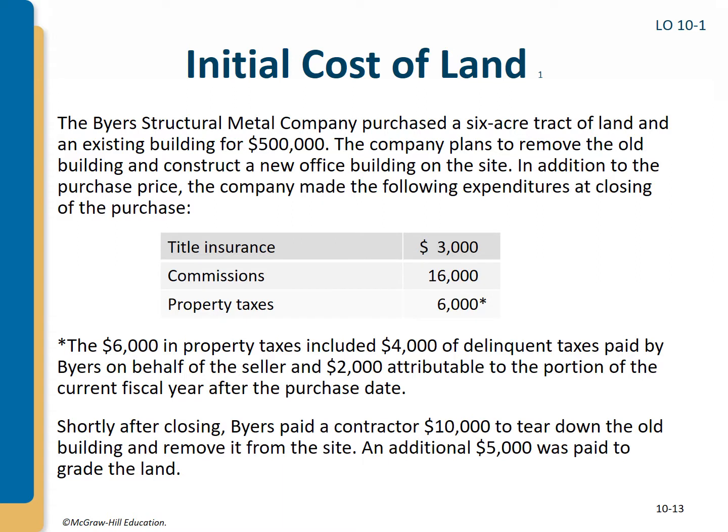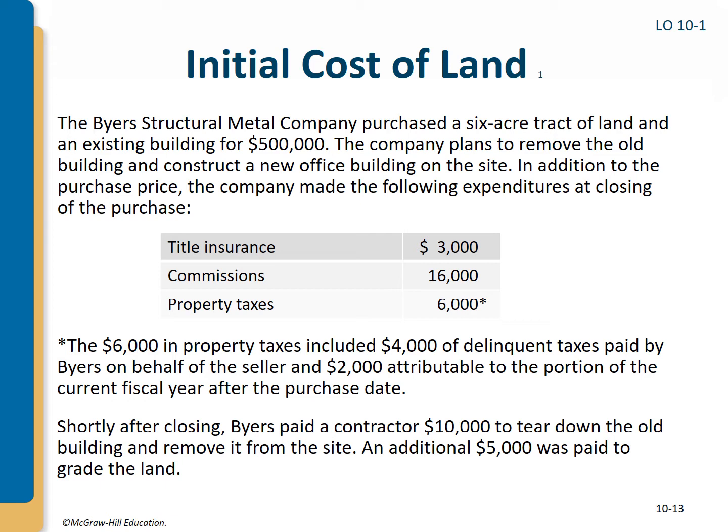Buyer's Structural Metal Company purchased a 6-acre tract of land and an existing building for $500,000. The company plans to remove the old building and construct a new office building on the site. So the land was bought with the intention of building a new office building. In addition to the purchase price, they paid title insurance of $3,000, and that's a one-time premium. So you know you don't pay that every year.